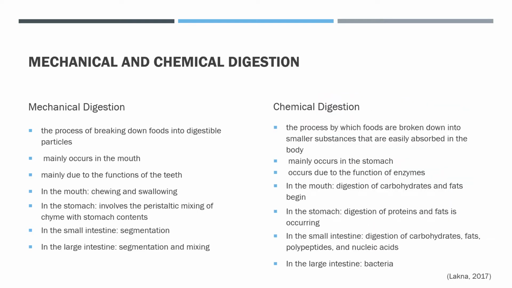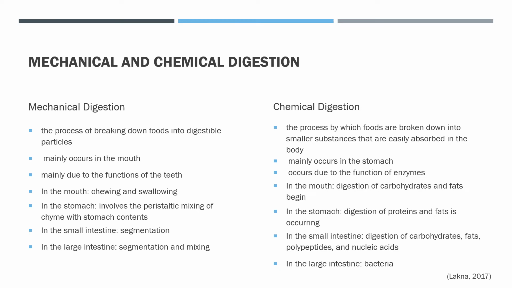Now let's dive into the rest of the material. We will now begin looking at chemical and mechanical digestion. Mechanical digestion is the process of breaking down foods into digestible particles. On the other hand, chemical digestion is the process by which foods are broken down into smaller substances that are easily absorbed in the body. Mechanical digestion mainly occurs in the mouth, while chemical digestion mainly occurs in the stomach. Mechanical digestion is mainly due to the functions of the teeth, while chemical digestion occurs due to the function of enzymes.